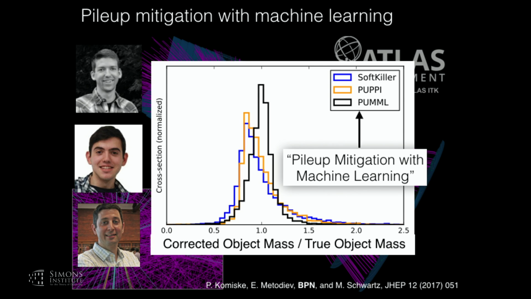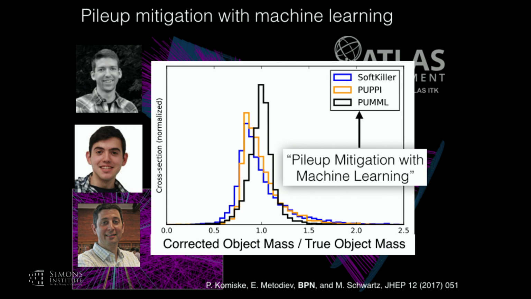And the point is that the black distribution is more centered at 1 and more peaked. So that's a good sign. It suggests it's doing something intelligent with respect to the other techniques, which are basically engineered by hand. And the idea here is that you have a fully automated way of optimizing the pileup mitigation. But we can go a little bit further.